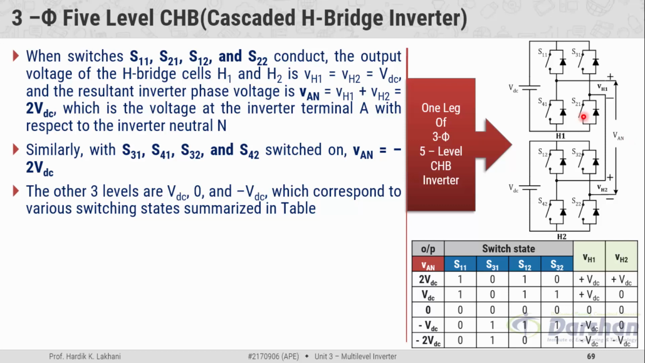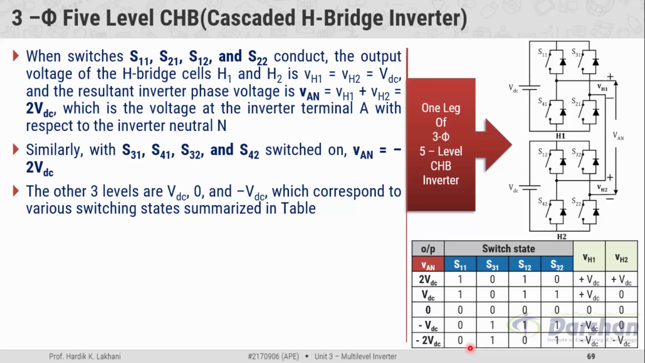We can get the 0 level. And to produce the VDC, as per the switching table, you can see that in bridge 1, S11 is in the on state condition. That means S21 is also in the on state condition. And for the second H bridge unit, S13 and S23, both the upper half switches from bridge 2 are turned on. So the output of the second bridge is 0, but the output of the first bridge is VDC. Hence, VDC plus 0 is equal to VDC.